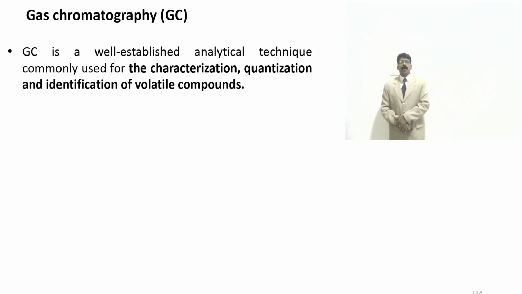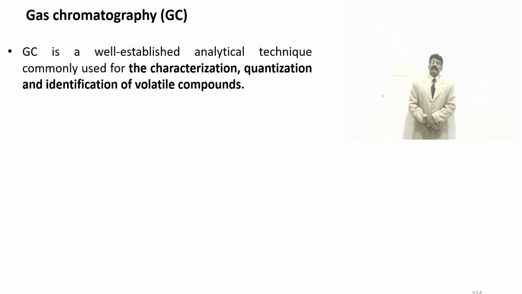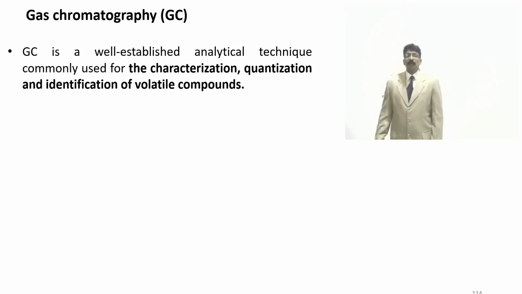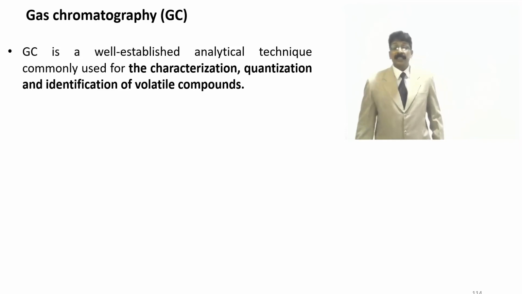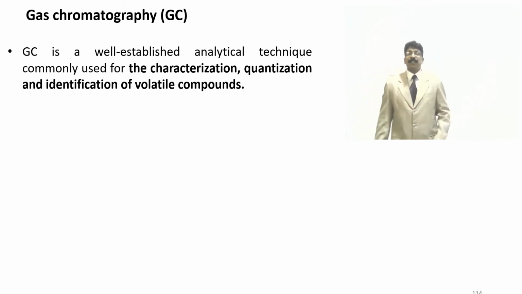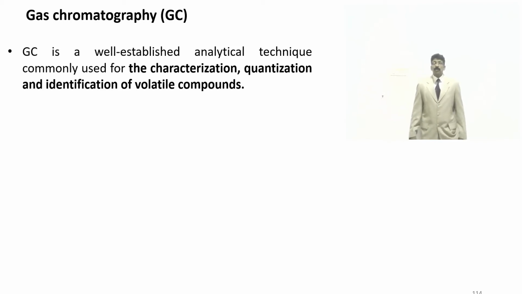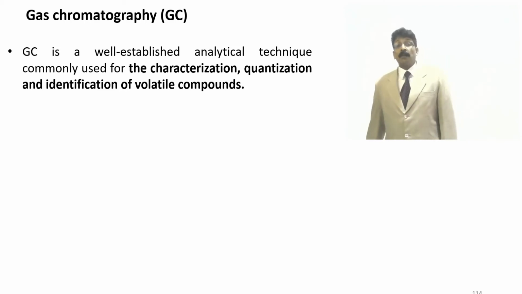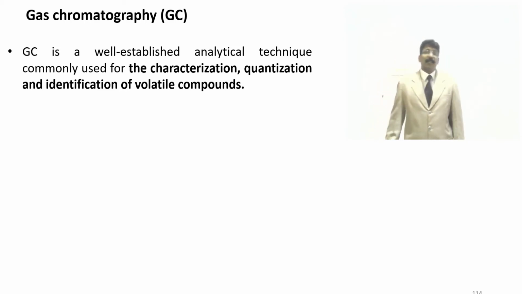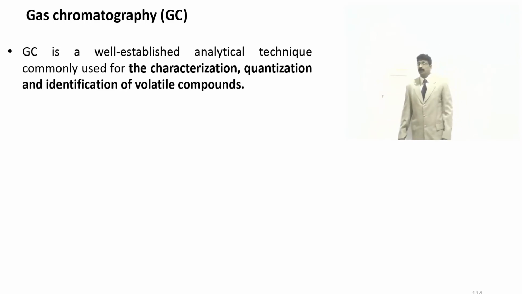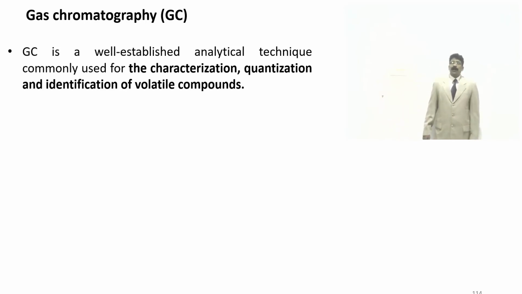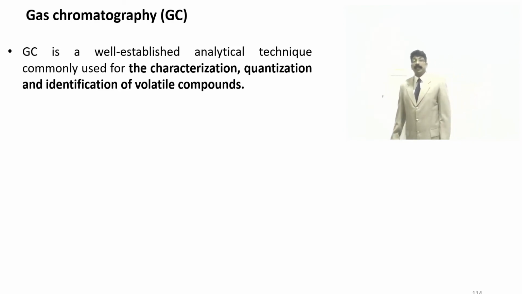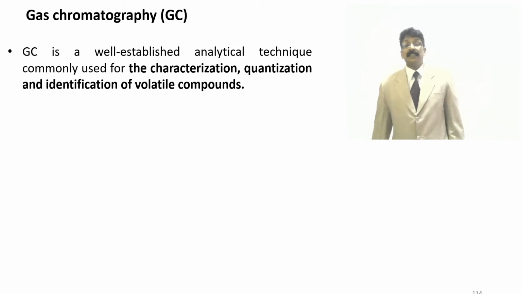Gas chromatography is a well established analytical technique commonly used for characterization, quantification, and identification of volatile compounds. When you go for volatile compound identification, other chromatographic techniques have a lot of disadvantages, but here volatile substances give a very fast and feasible separation, and very good results can be obtained, as the gas is the mobile phase.